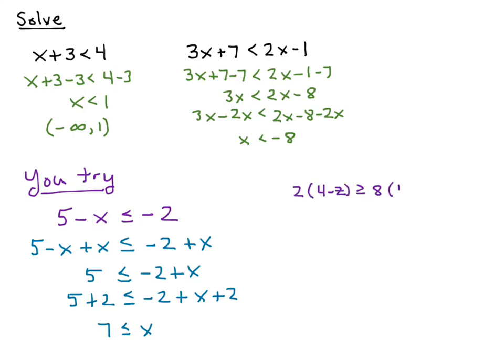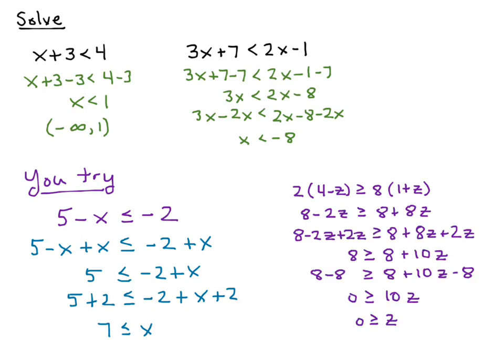All right, here's another one. Hope you can read that. That's 4 times (4 minus z) is greater than or equal to 8 times (1 plus z). So that one has a perfectly good solution. Anything less than 0 works in there. And so we'll move on.